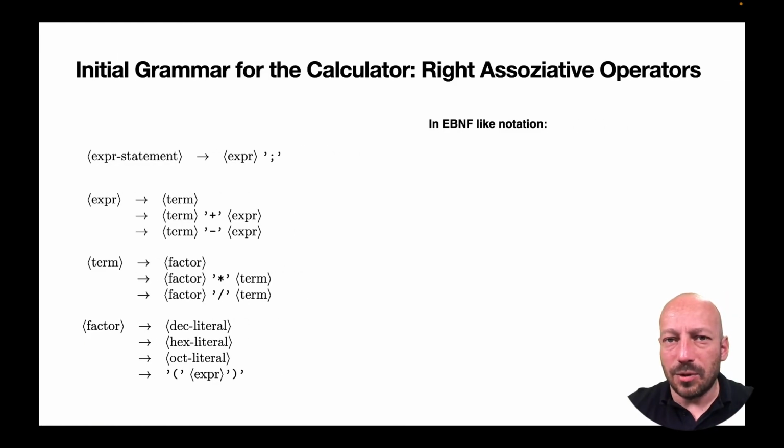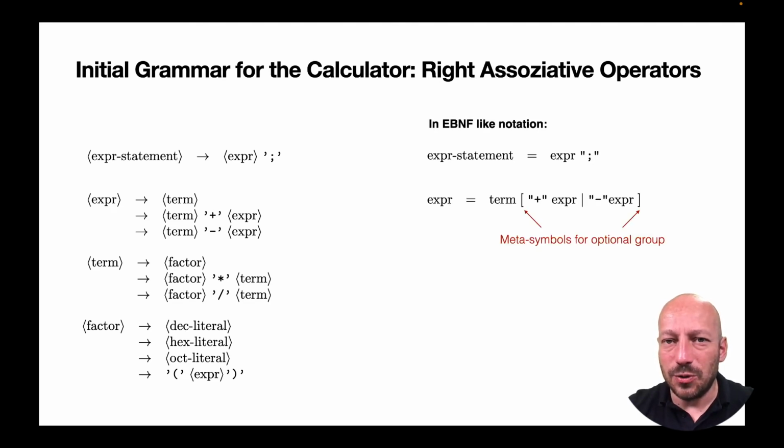So let's rewrite the grammar for our first calculator, where we just have one expression statement and where all the operators are right associative. Rewriting the first rule is simple. We just replace the arrow with an equal sign and the single quotes with double quotes. For the next rule, I actually have to introduce a new meta symbol for a so-called optional group. I want to express here in this rule that an expression can be just a term, but after this term, I optionally could have either a plus sign followed by an expression or a minus sign followed by an expression.